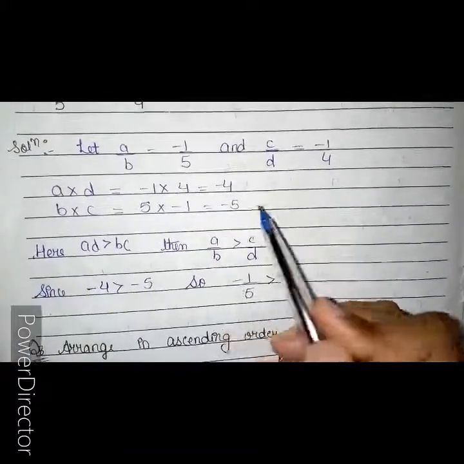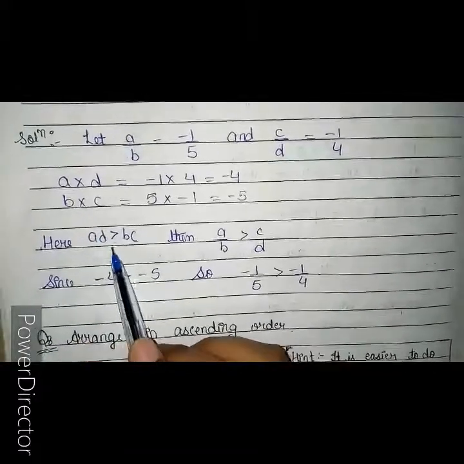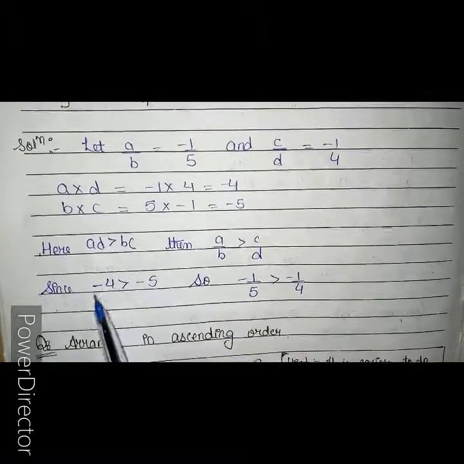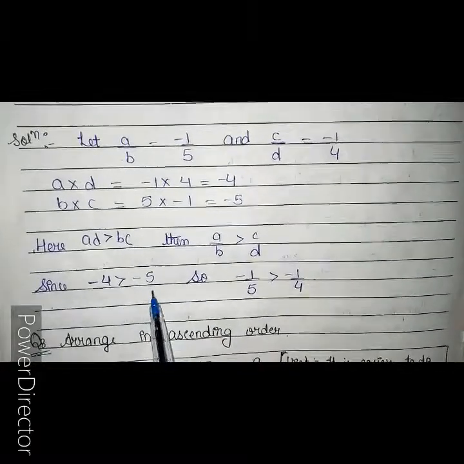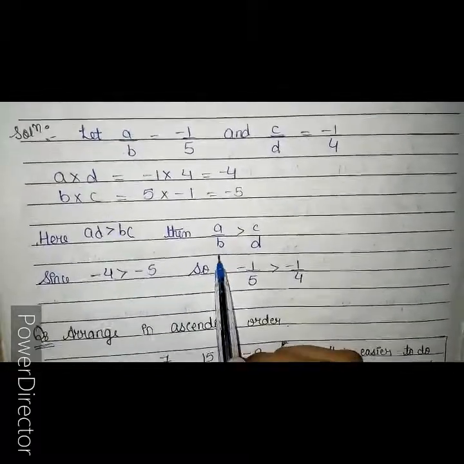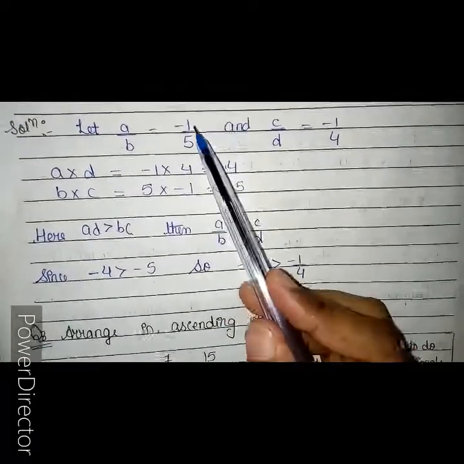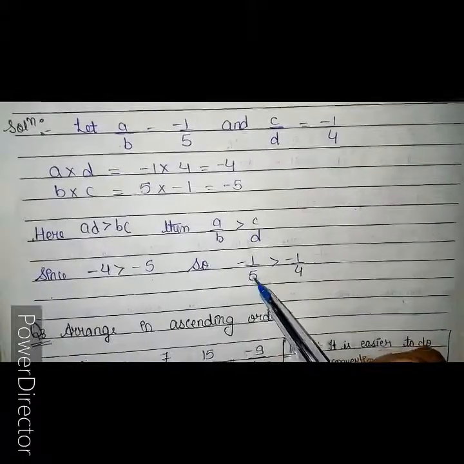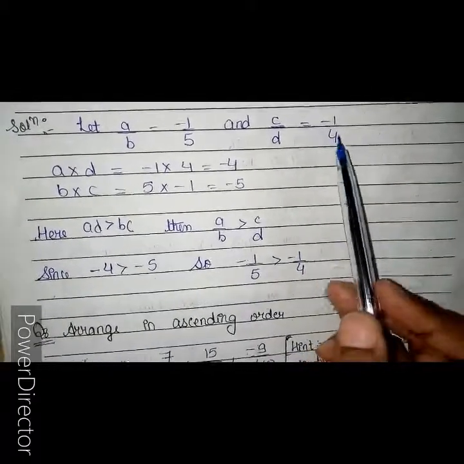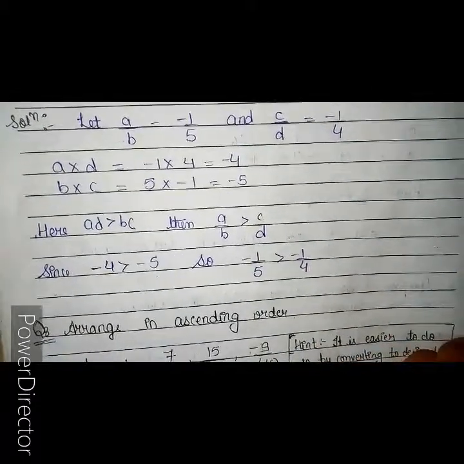So 5 multiplied by minus 1 equals minus 5. Here AD is greater than BC, since minus 4 is greater than minus 5. So the rational number A upon B is greater than C upon D. Here A upon B is minus 1 upon 5, so minus 1 upon 5 is greater than minus 1 upon 4.